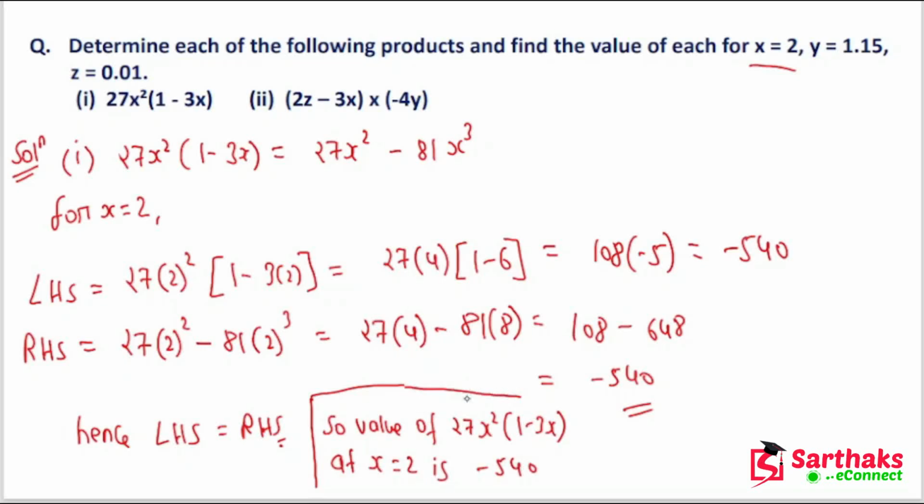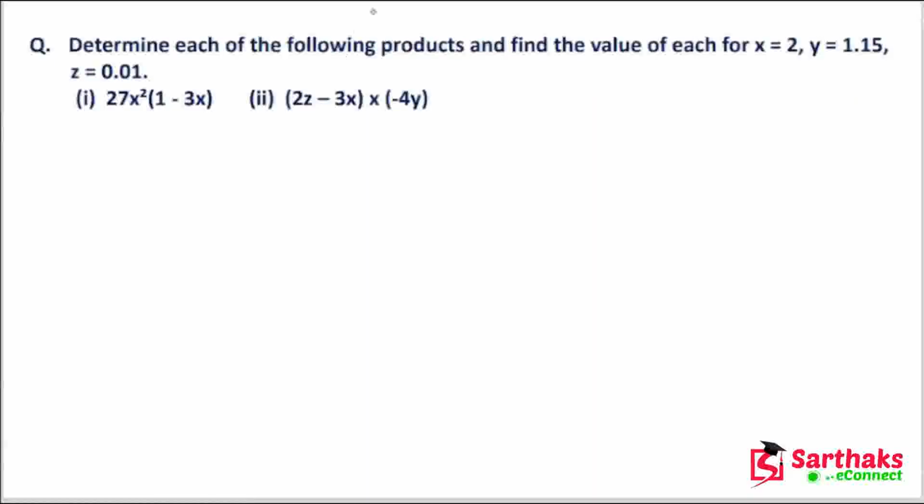Now you must have understood the concept of verification. Actually in this question, if you do not verify, that is okay, but you have to find the value. So let us move on to the second part. Let us try to solve it. In the second part, we will not do this verification part. We will directly calculate the value. You can either use the LHS or RHS, whatever you find easy. So the second part is 2z minus 3x into minus 4y. Let us try to solve it.